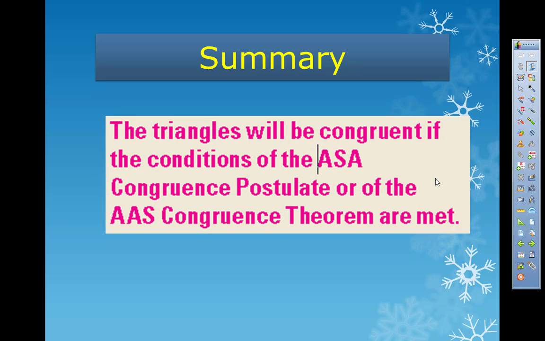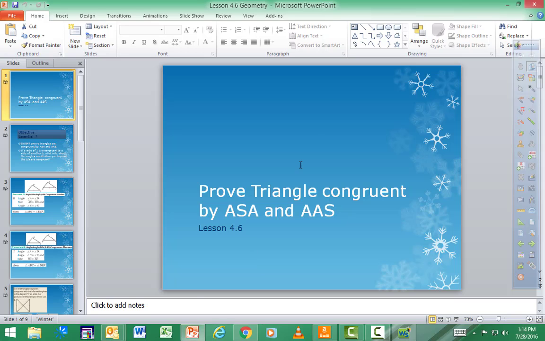So triangles will be congruent if the conditions of angle, angle, side congruence, or the angle, and so on, are met. Kind of similar to what we were doing yesterday. But we did learn about a flowchart proof.